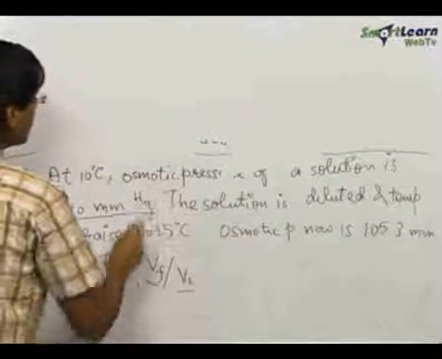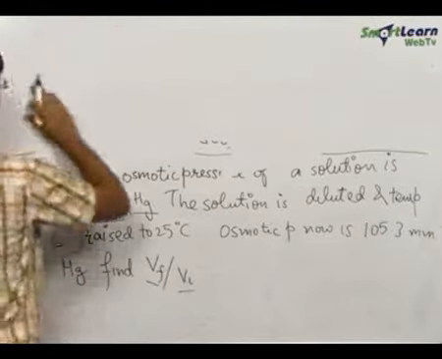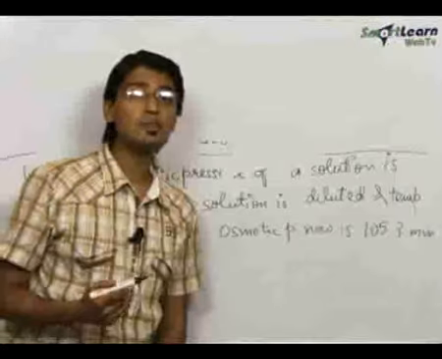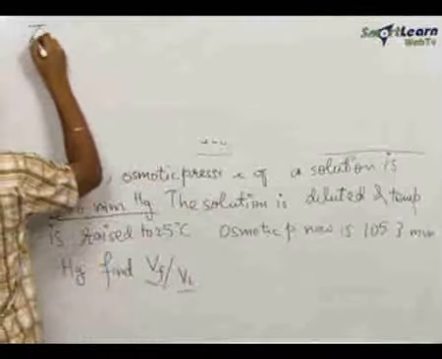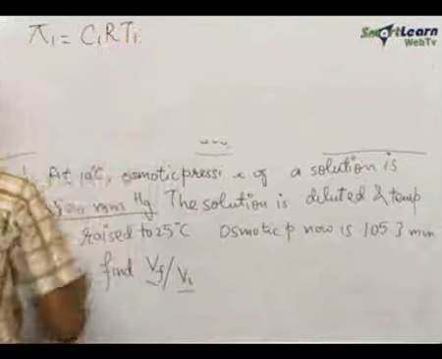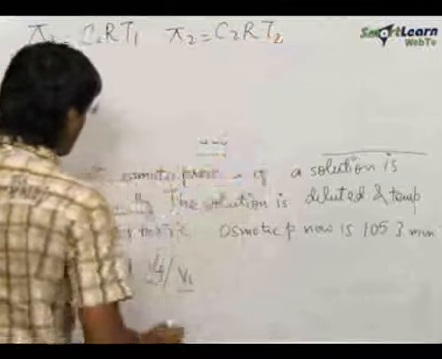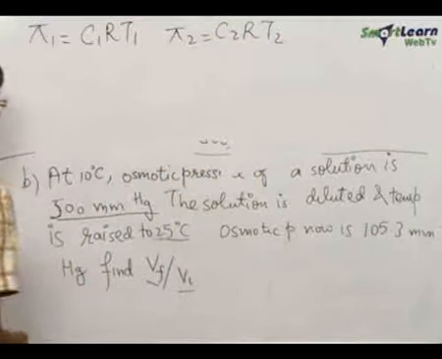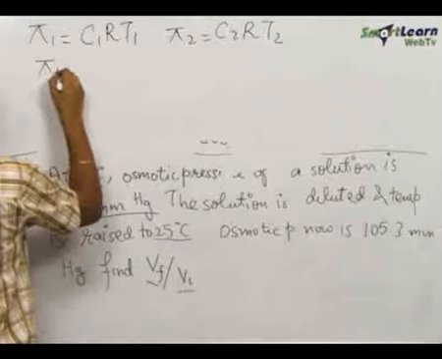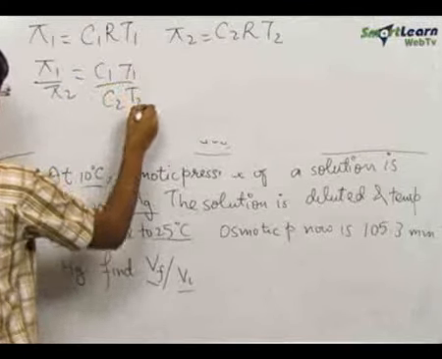it is given that at 10 degrees centigrade the osmotic pressure of a solution is 500 mm of mercury. So let us say if the initial concentration was C1 and finally the concentration becomes C2, so pi 1 is equal to C1 RT1 and pi 2 is equal to C2 RT2. If temperature T2 is 25 degrees Celsius and temperature T1 is 10 degrees Celsius, let us take the ratio pi 1 upon pi 2 is equal to C1 T1 upon C2 T2.